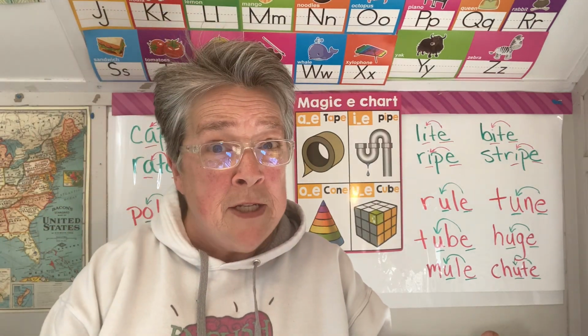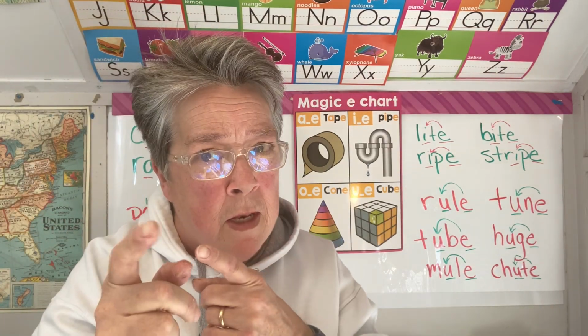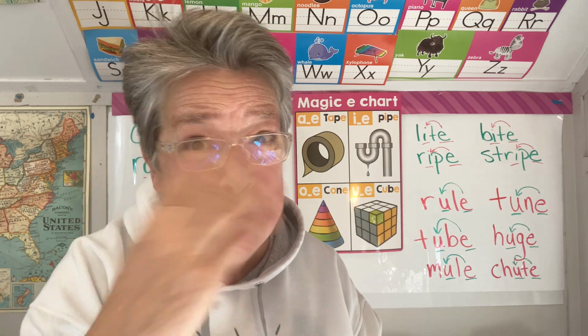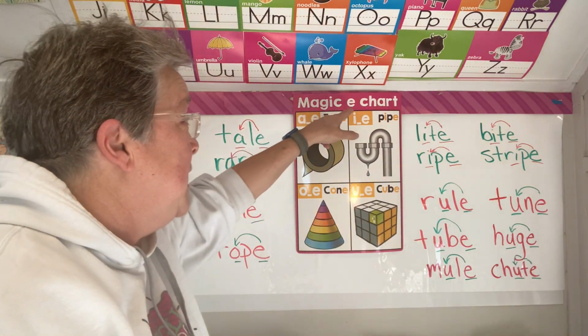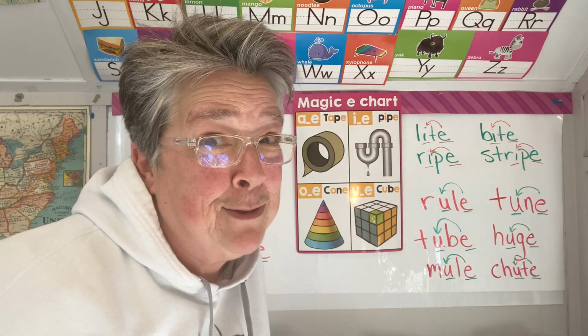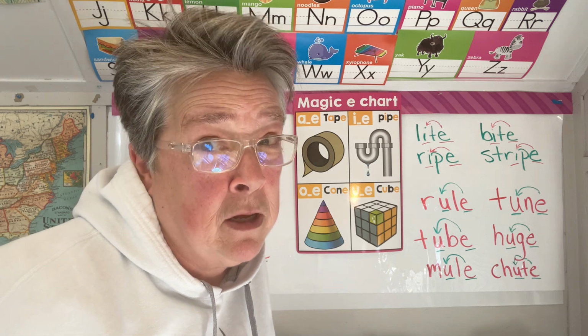Today we're going to do the magic E. The magic E, didn't we do that? Yeah, we did. But we're going to do it some more. So come on, look. There's a magic E chart. It's also known as the bossy E. That's what I called it before.